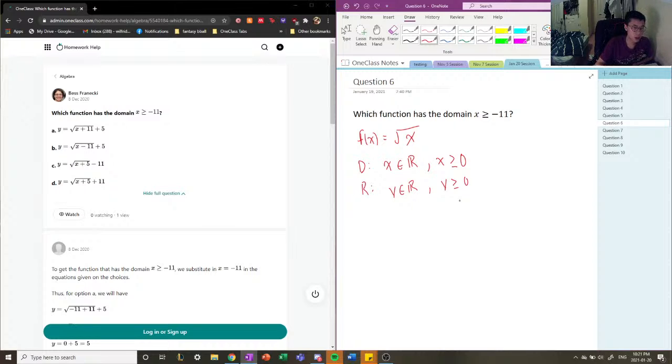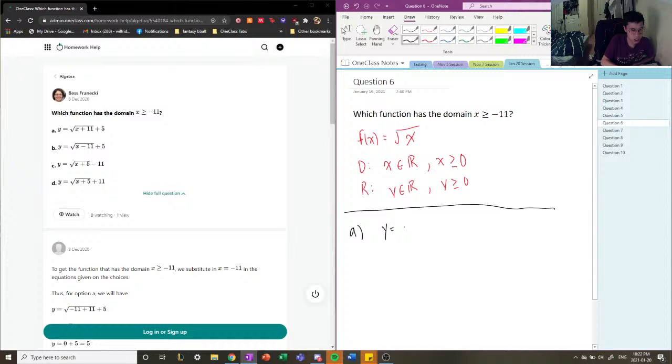So looking at our functions here, we have to evaluate each of the functions and find its domain and range. If the domain is similar to this, then we have found our function that has the domain of x greater than or equal to negative 11. So in all of these functions, we have to ask a question. What values of x will make our square root a square root of a negative number? Because the values of x that make it a negative number are a restriction upon its domain.